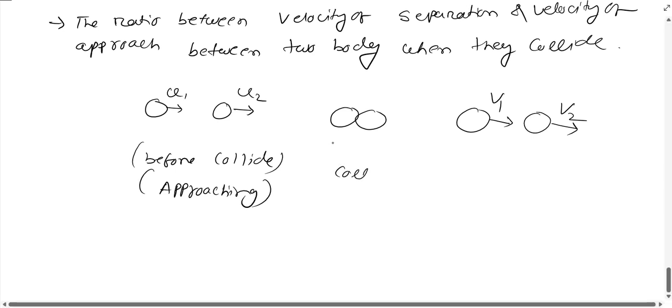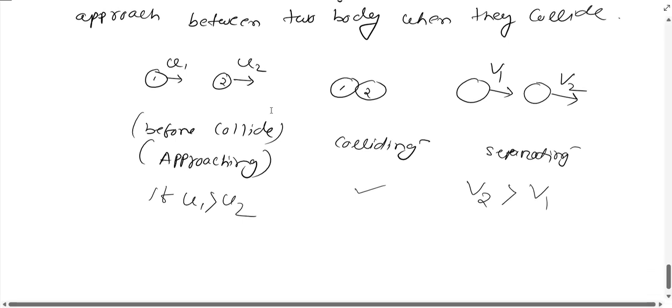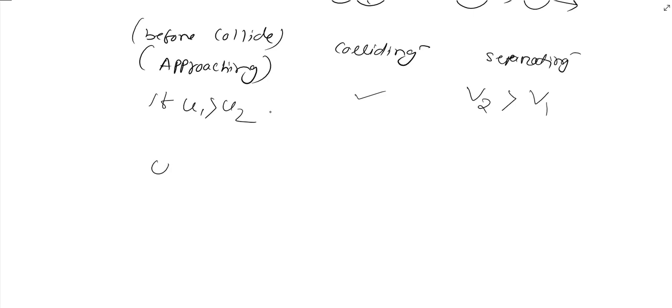Here they are colliding, body 1 body 2 body 1 body 2. Here they are separating. Bodies will collide if u1 is greater than u2, and after colliding they will get separated if v2 is greater than v1. That means velocity of approach is nothing but u1 minus u2, and velocity of separation is nothing but v2 minus v1.